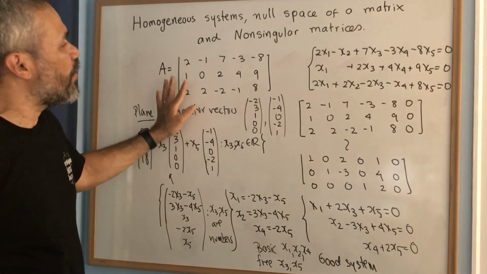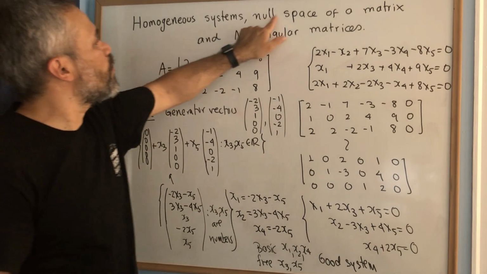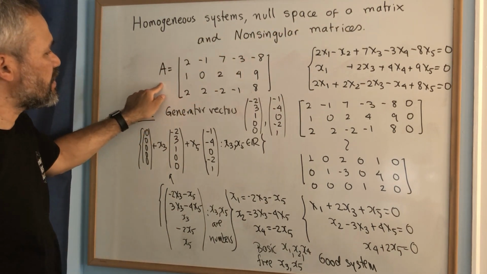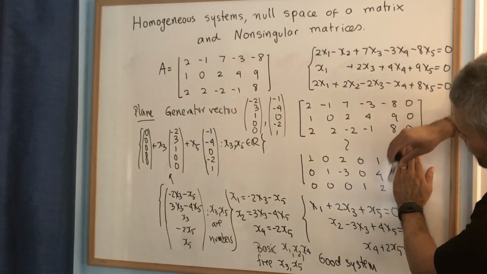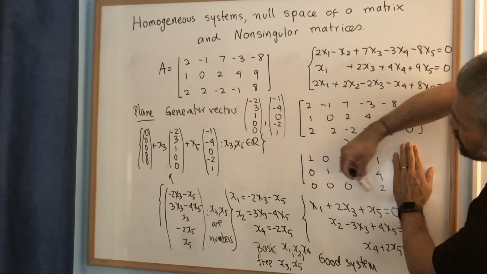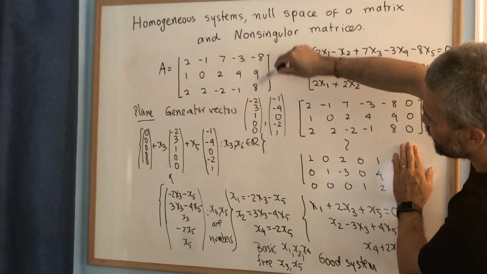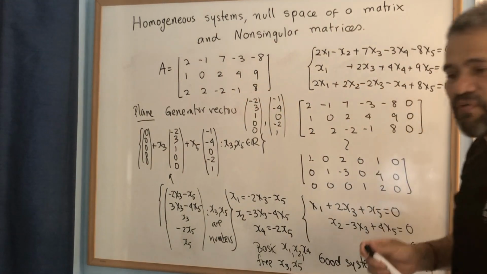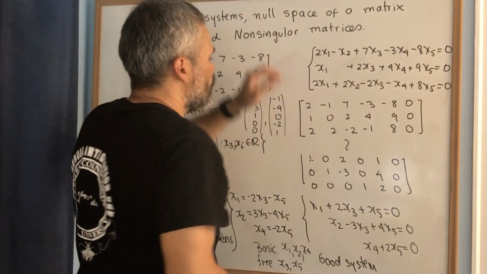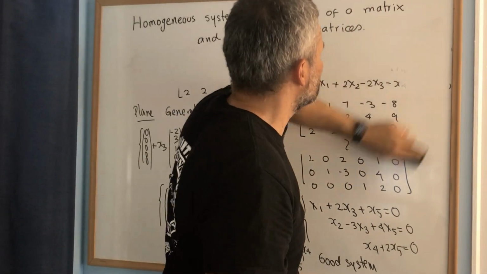Actually, what we just pointed out is that if we want to compute the null space of this matrix, it's the same as computing the null space of this matrix that we have here, which is the reduced echelon form of that. Okay? If two matrices are row equivalent, they have the same null space. Let me do another example.